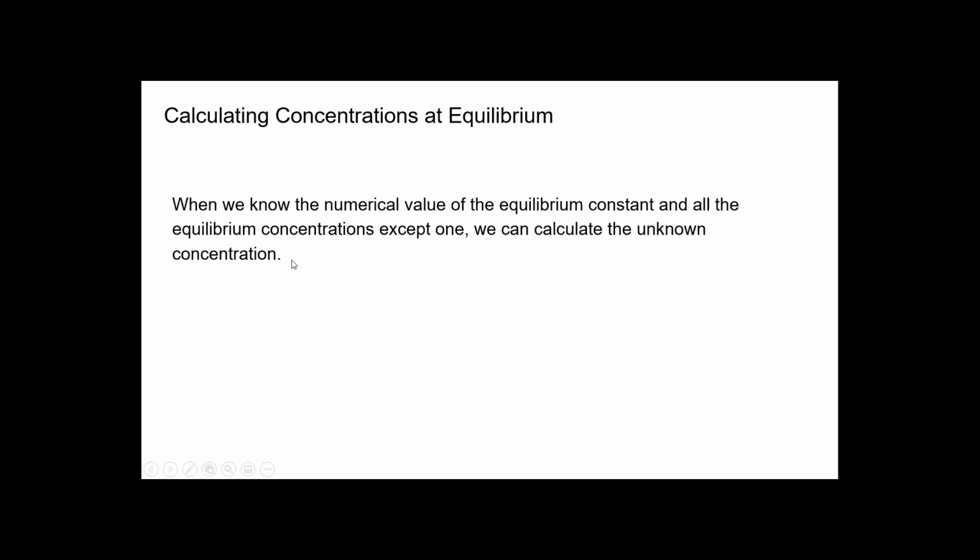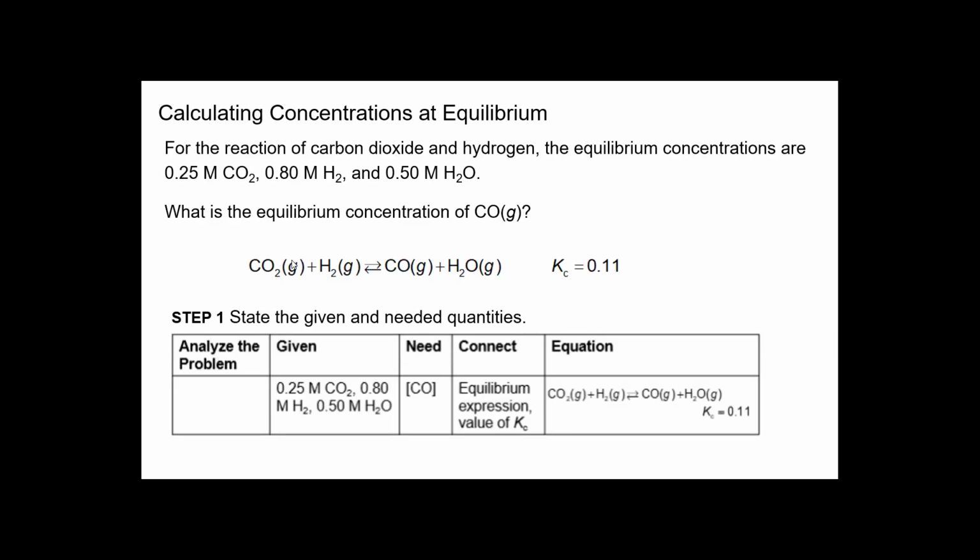Okay, so when we know the numerical value of the equilibrium constant and all the equilibrium concentrations except for one that is missing, we can actually calculate the unknown concentration. So basically we're solving for x. We have all the other variables, we've got to move things around, and we're going to solve for x. For the reaction of carbon dioxide and hydrogen, the equilibrium concentrations are 0.25 molar for CO2, 0.80 molar for hydrogen, and 0.50 molar for water. What is the equilibrium concentration for CO?